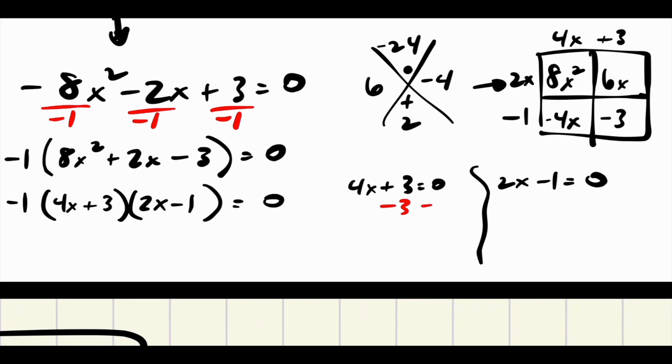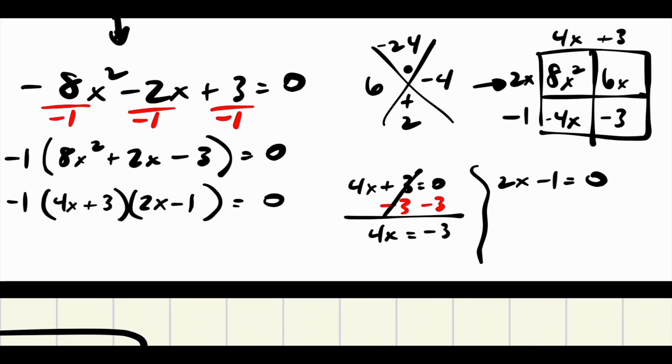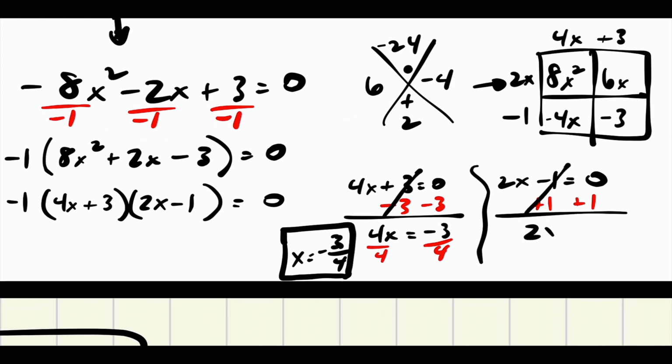Subtract 3 from both sides. Divide by 4. I get negative 3/4. And then the other one, I'm going to add 1. Divide by 2. I get 1/2.